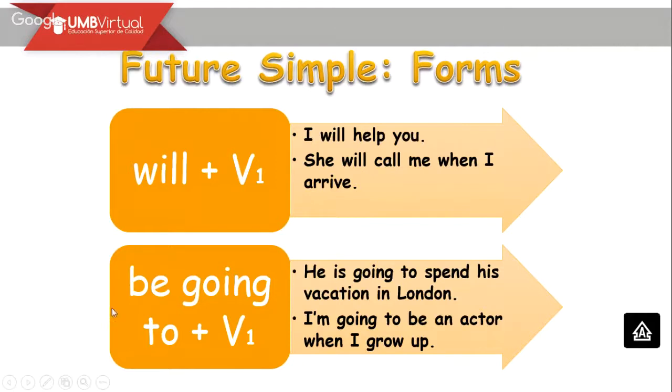As you can see right here, we have he, like the noun, verb to be is, because we have to conjugate it. Going, always, we're going to put going to, okay? Este going siempre debe ser seguido por el to y posteriormente por el verbo en presente. He is going to spend, I am going to be an actor when I grow up. I can say I am going to study, I am going to travel to Australia next year. And all of those examples are sentences with the use of going to.